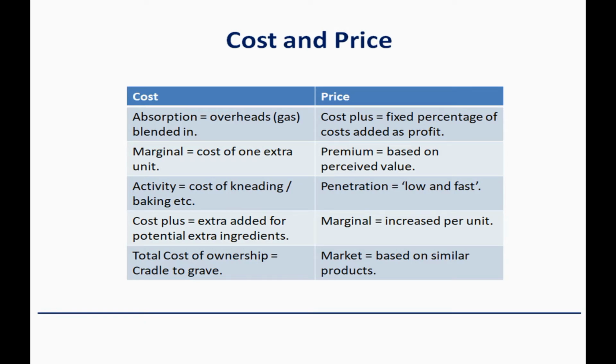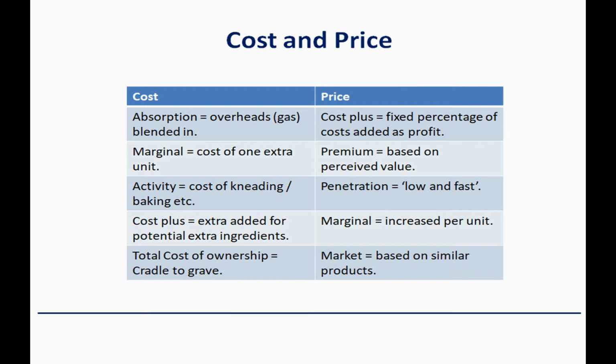Students should familiarise themselves with terms related to cost and price. Let's use our comparison again. Absorption costs is where overheads, such as the energy for gas for the oven, are blended into the total costs. Marginal costs can be applied to every single new unit. For example, the family could produce another pizza. Cost can be allocated according to activity. For example, the cost of kneading the dough would be separate to the cost of baking it.